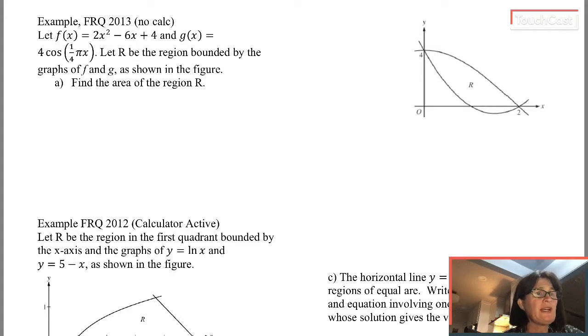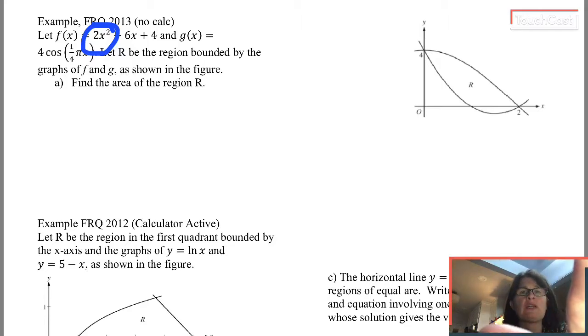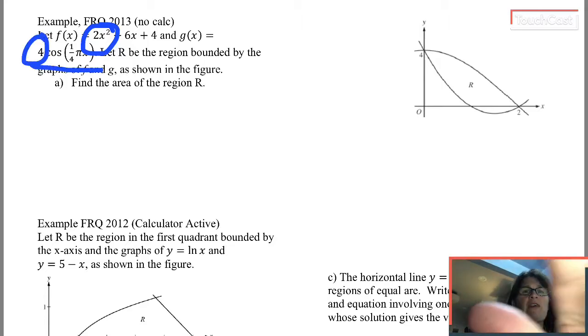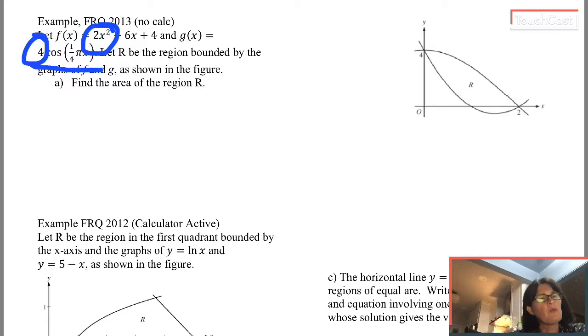So two more examples of problems you might see on the AP test where we have to find the area in between two curves. Here for 2013, I have two functions. One is quadratic. I can tell it's quadratic because I have x squared. And the other one is a cosine curve stretched by a factor of 4.